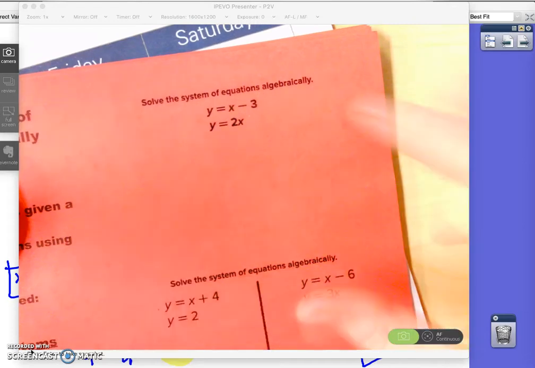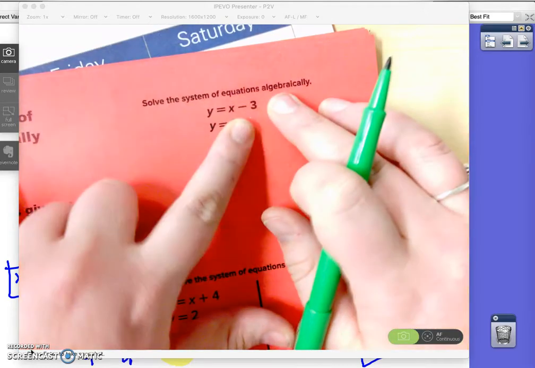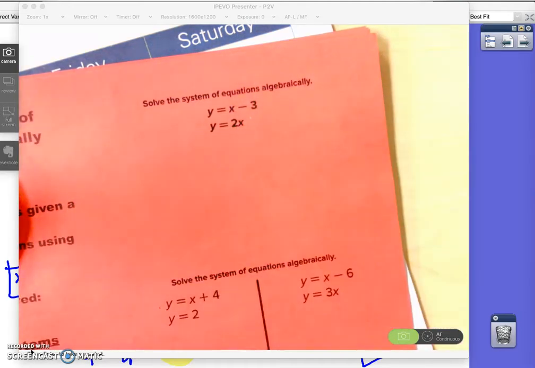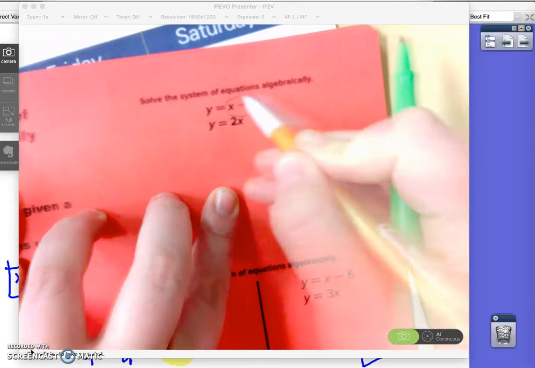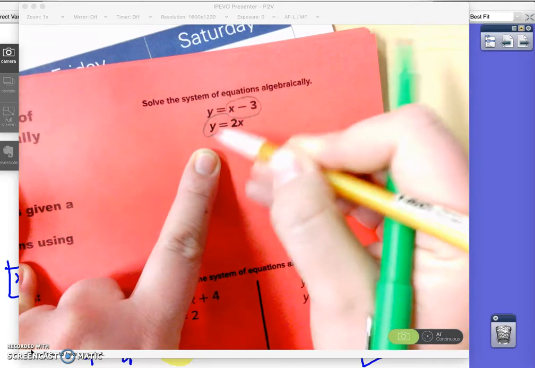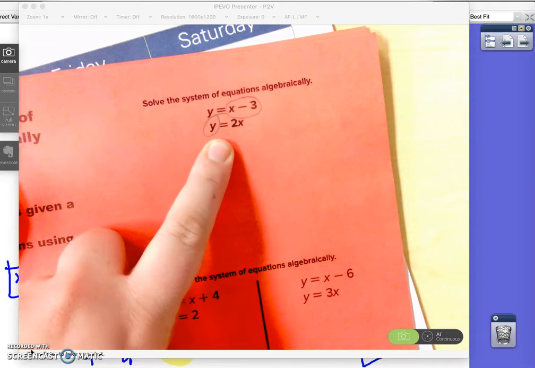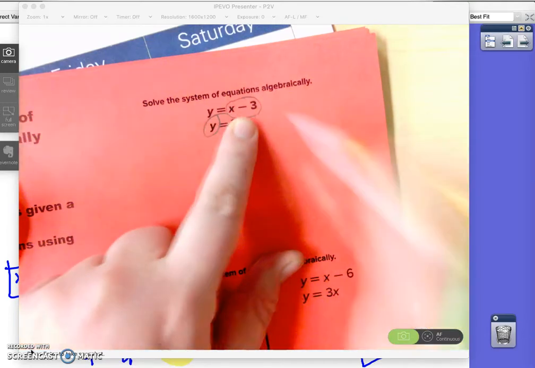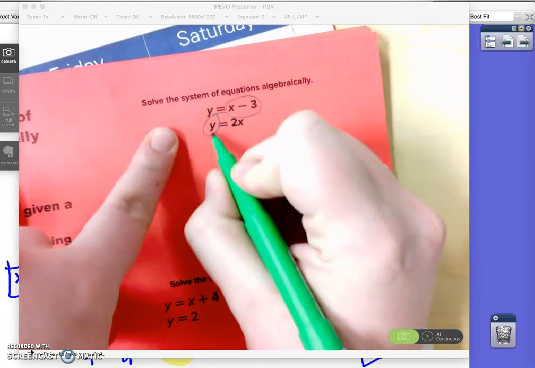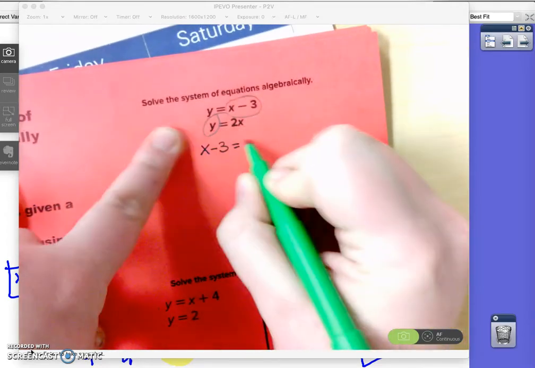Well, substitution is going to substitute what I do know for y. I do know that it's x minus 3, and I necessarily can't simplify that down yet, but if I use this x minus 3 and substitute it in to my other equation for where y is, I can solve for x. So y equals x minus 3, I'm going to take that, and wherever in my second equation I see a y, I'm going to replace that y with x minus 3. So x minus 3 and then equals 2x.